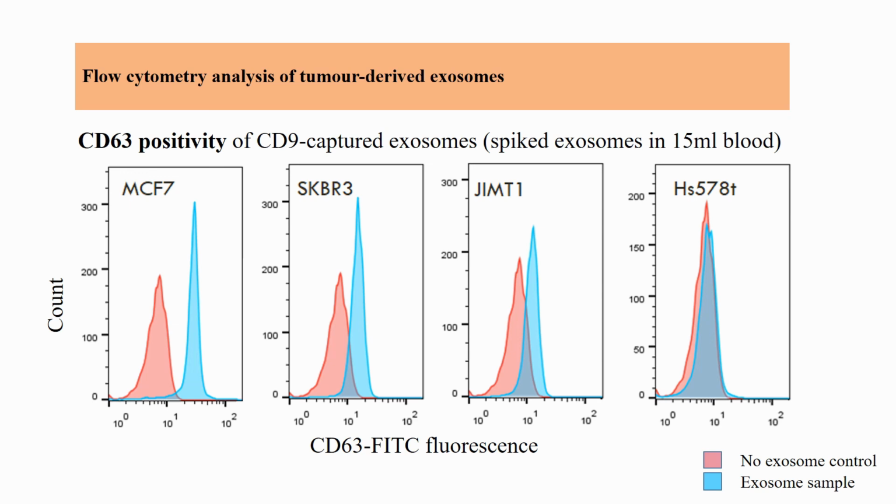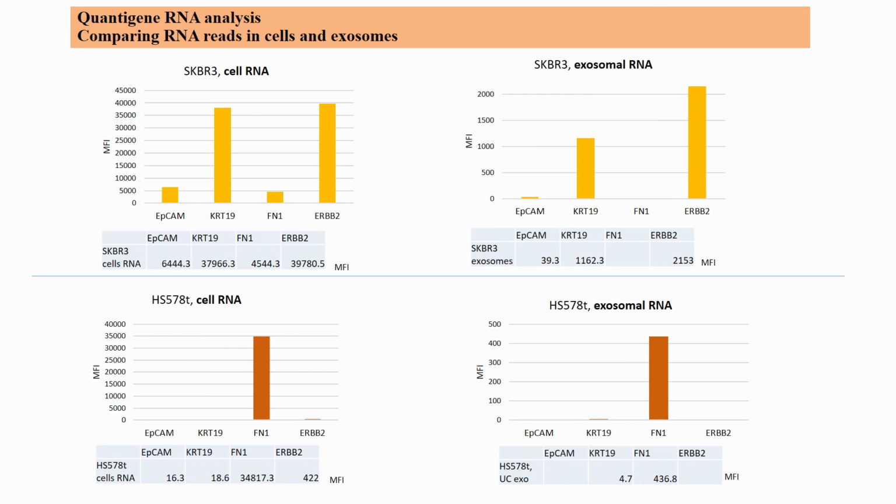Okay, so then we moved on, like, okay, if we produce exosomes from these cell lines, what is the representation of these panels and markers? So if we run the Quantigene assay, which is using the median fluorescence intensity, using EpCAM, cytokeratin 19, FN1 and HER2, SKBR3 is positive for all of them. But in the exosomes, you can see cytokeratin 19 and HER2. Okay, so same trend, but at a smaller scale. But you still actually can detect them.